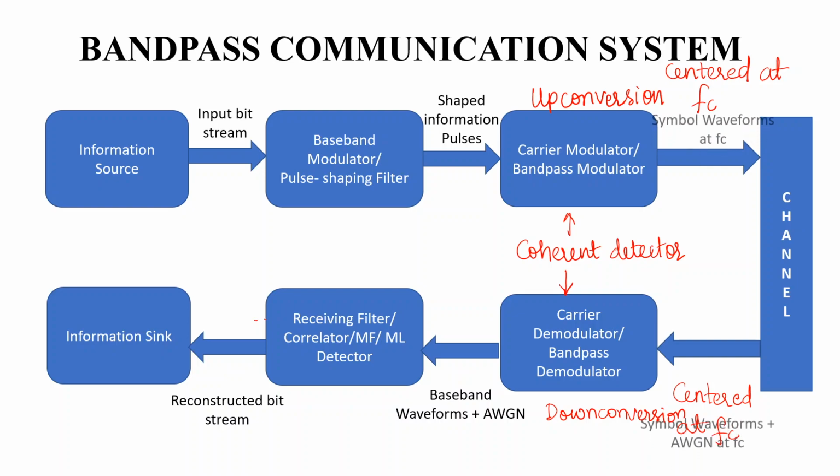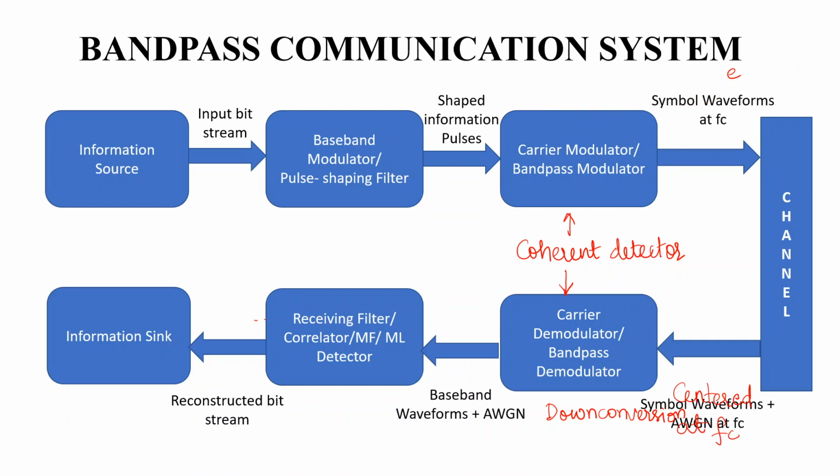So now you can see that the symbol waveforms, the shaped pulses, or the modulated symbol waveforms will be centered at FC. After the channel, the same signal will be centered around FC, and the symbol waveforms will get affected by AWGN noise. Once this carrier is removed, it gets converted into a baseband waveform, and noise will still be there.